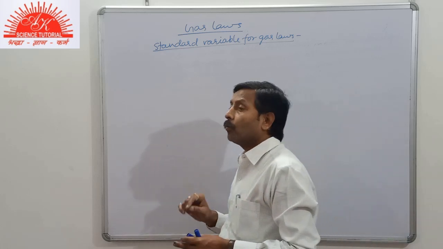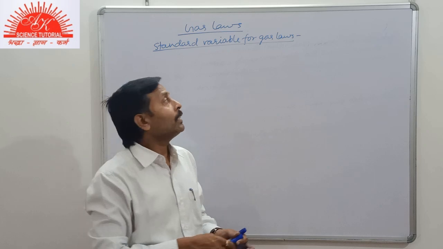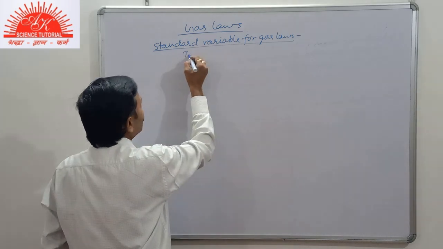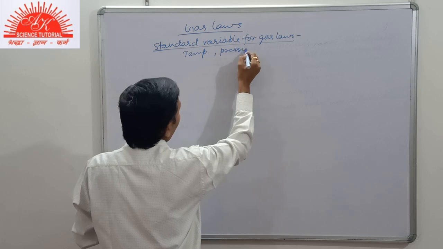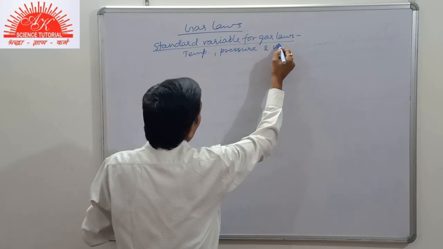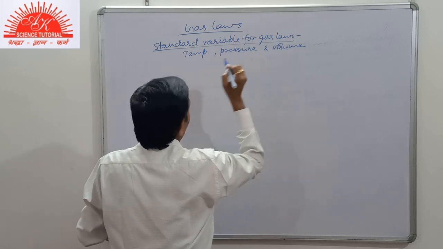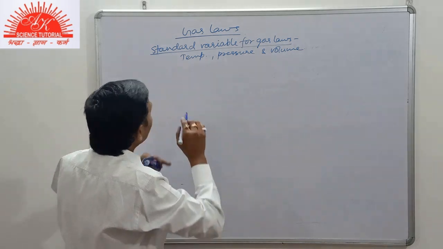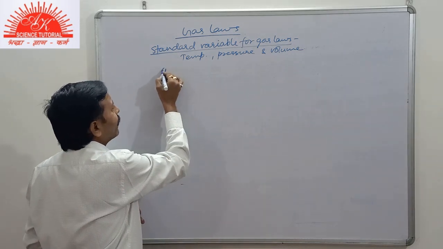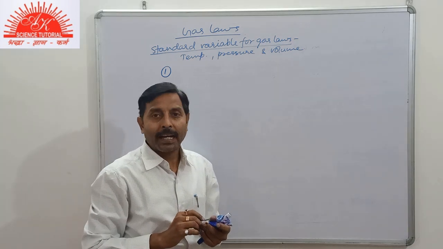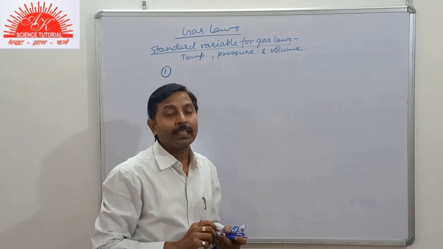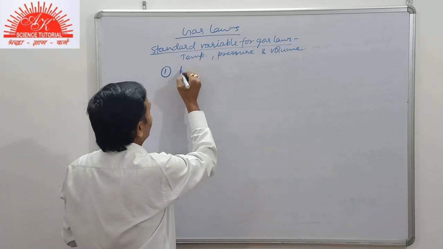Now here we are going to describe these three variables, that is temperature, pressure and volume. The first standard variable which affects the property and behavior of gas is called temperature.